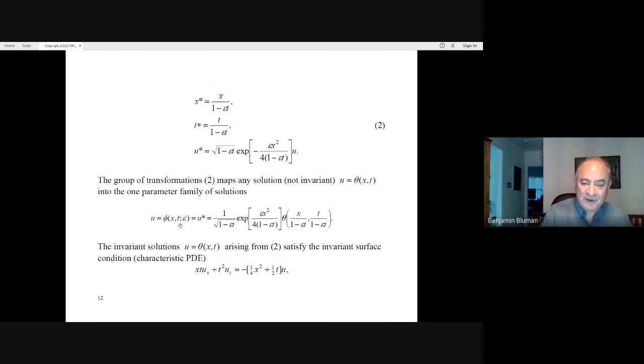Now, how about the invariant solutions arising from the projective transformation? So these would satisfy this invariant surface condition, the characteristic PDE.